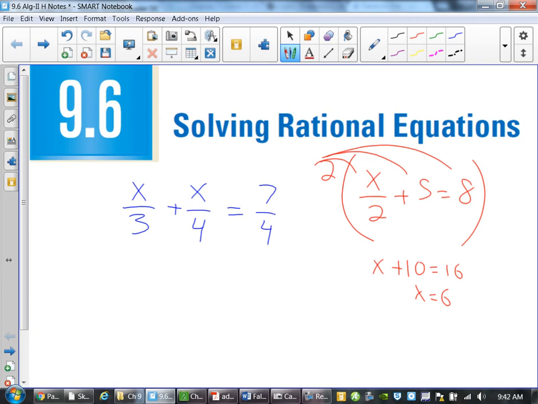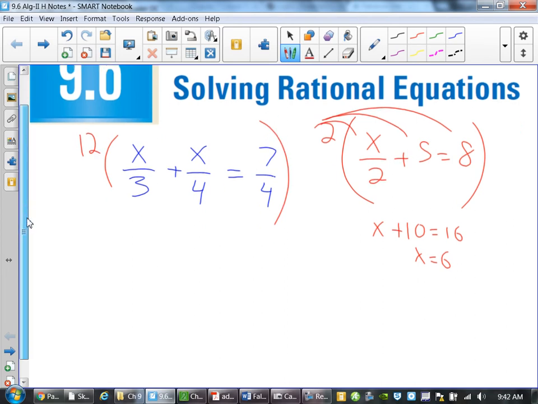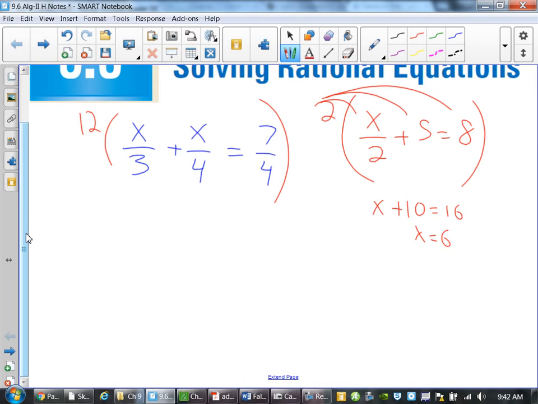So if I have x over 3 plus x over 4 equals 7 over 4, what would be the common denominator that I can multiply everything by to get rid of the fractions? 12. Excellent. So if I multiply everything by 12, here's what happens. In long form, I'm multiplying it by 12. I'm going to show you a shortcut in a second, but I want to show you what exactly is happening before the shortcut. You're going to get 12x over 3 plus 12x over 4 equals 12 times 7 over 4.